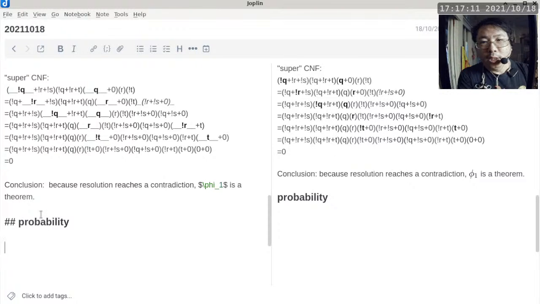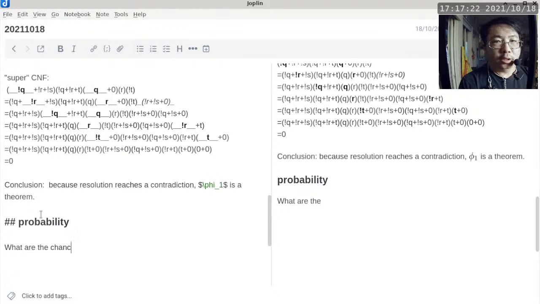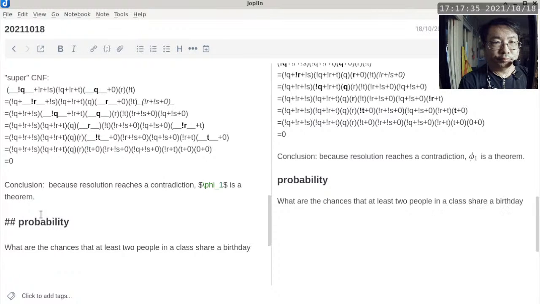That's a header. All right, so we want to solve this problem. In general, we want to solve the problem of what are the chances that at least 2 people in a class share a birthday. Okay, that's the question that we are asking, and we want to be able to answer this question.